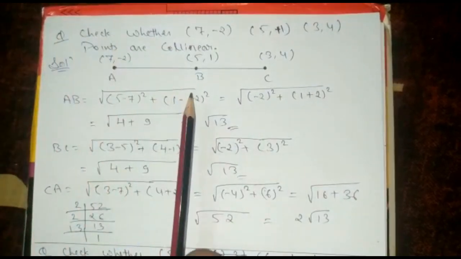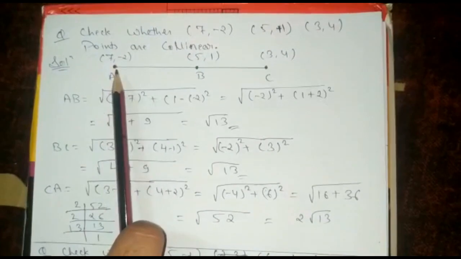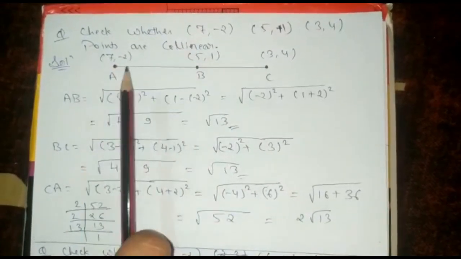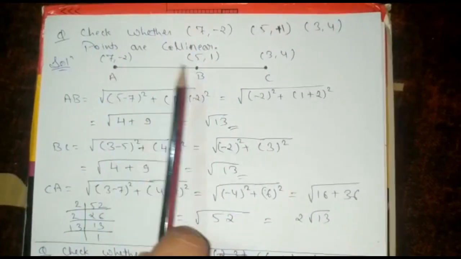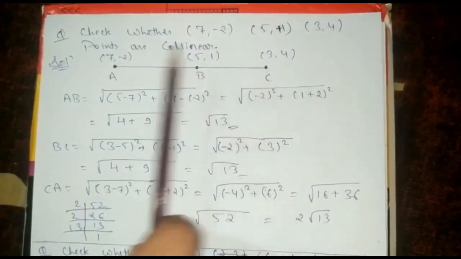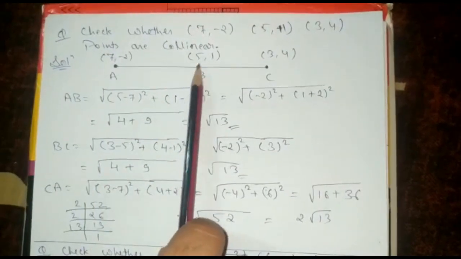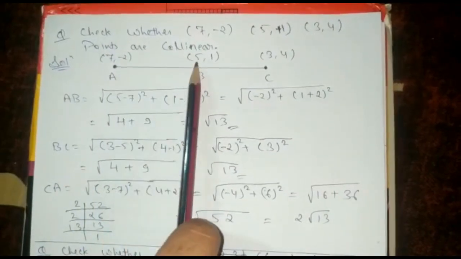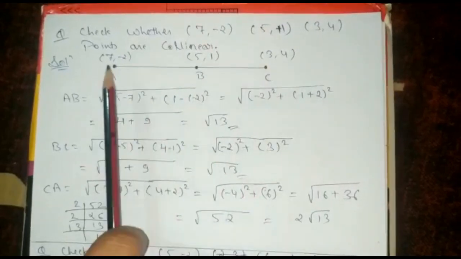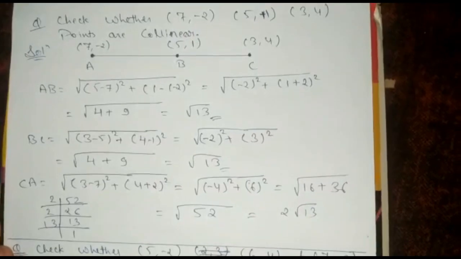To prove the points are collinear, we have to find the distance between these three points. How can we find it? First we find the distance AB, then the distance BC, and then the distance AC. If the sum of the distances AB and BC is equal to AC, then we can say that these points are collinear.